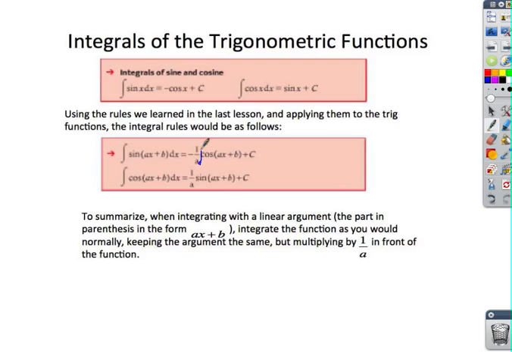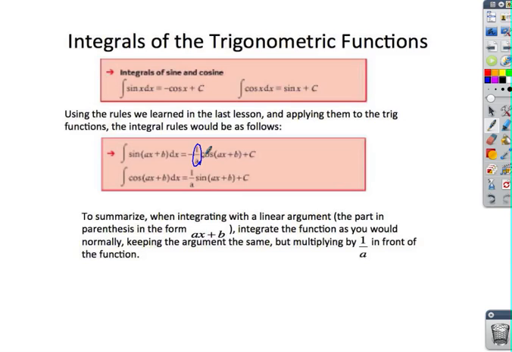So that's the negative 1 over a, or the 1 over a term. The negative is part of the integral of sine. Same thing with the integral of cosine of ax plus b. Again, the integral of cos is sine. And the argument stays the same, ax plus b, but because that argument is linear, we have to also multiply by 1 over the coefficient of x.